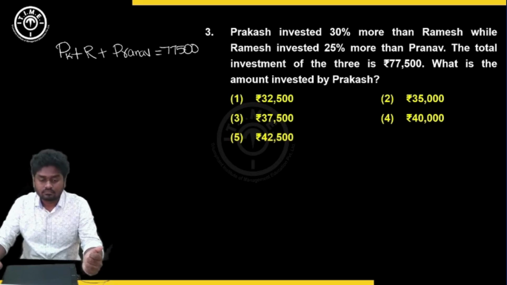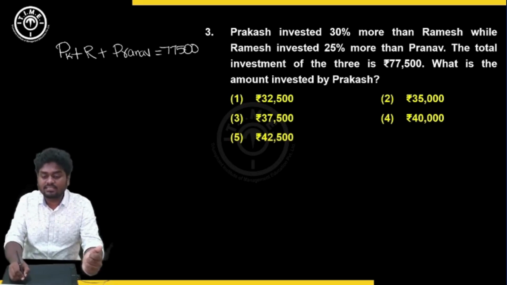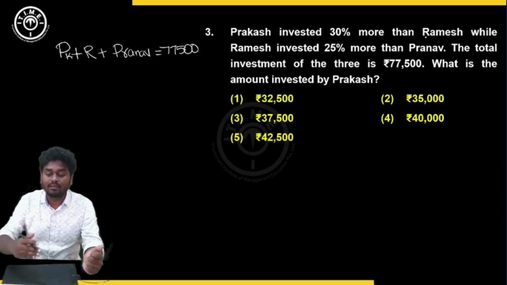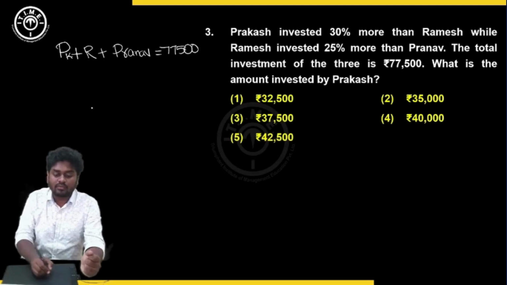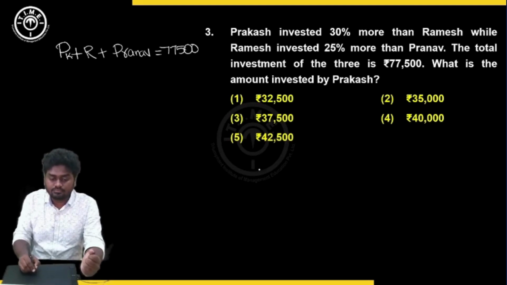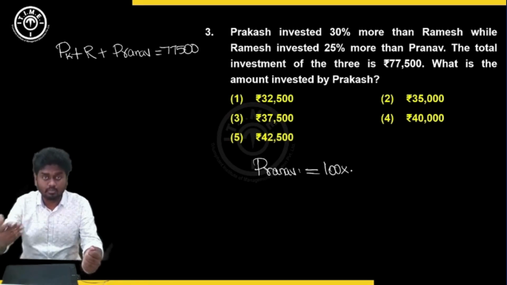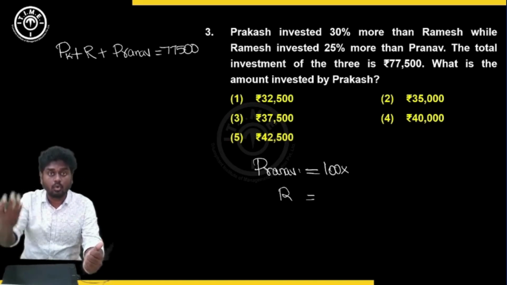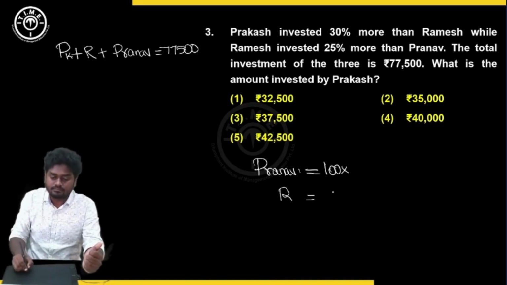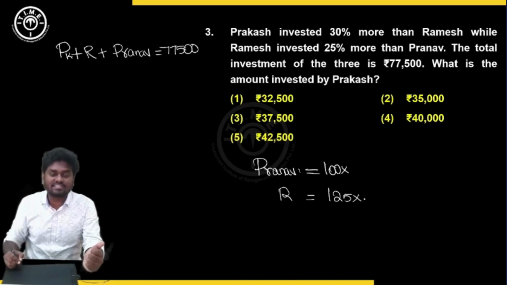And then they say that Prakash invested 30% more than Ramesh, while Ramesh invested 25% more than Pranav. Okay. So now for my easy convenience, the amount Pranav has invested, I'll take it as 100x. If we assume 100x, then how much money would Ramesh have invested? He has invested 25% more, so Ramesh would have invested 125x.